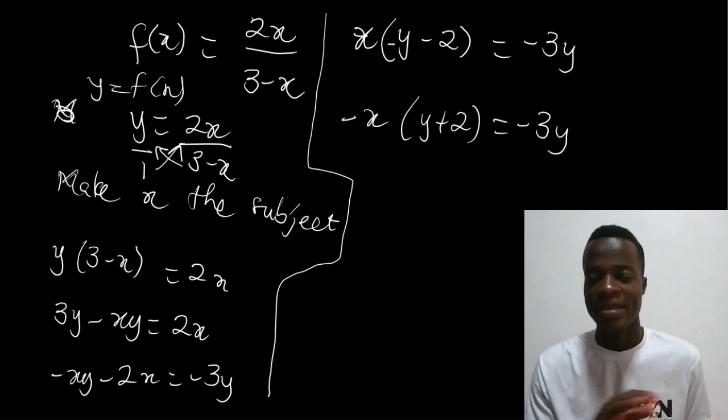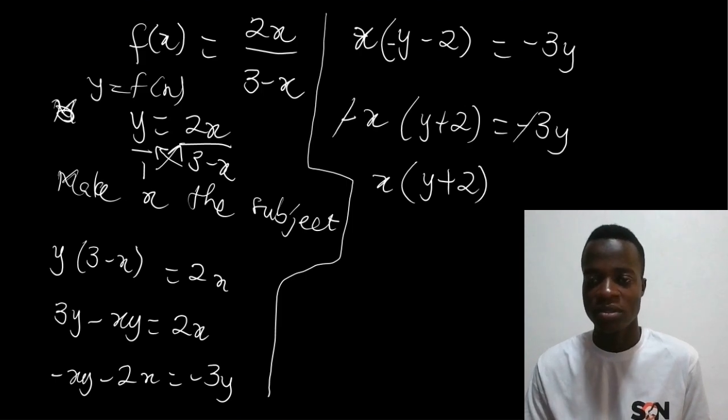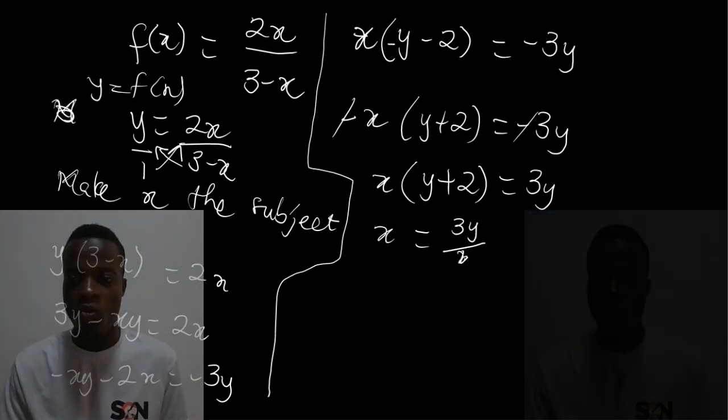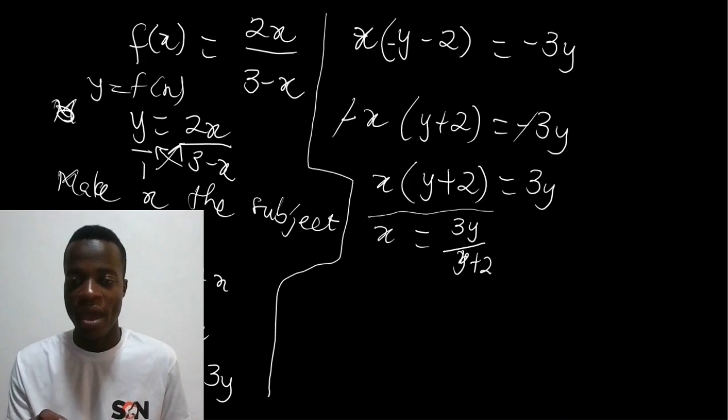So we divide both sides by the negatives to cancel the negative. It becomes x multiplying, so these ones, the negative will cancel out. Then we have 3y. So x is now equal to 3y over y plus 2. So what we have done so far is just making x the subject. We made x the subject now.